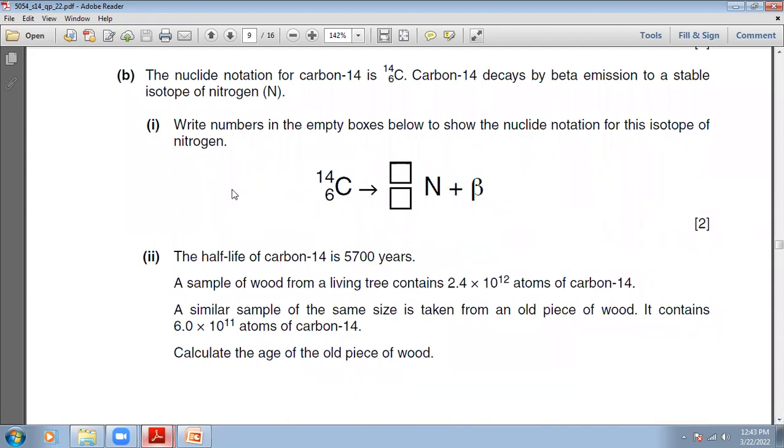The nuclide notation for carbon 14 is C-14, with 6 protons. Carbon 14 decays by beta emission to a stable isotope of nitrogen. Write numbers in the empty boxes below to show the nuclide notation for this isotope of nitrogen. So whenever a beta particle is given out, remember the number of protons increases by 1, but the number of nucleons remains constant.